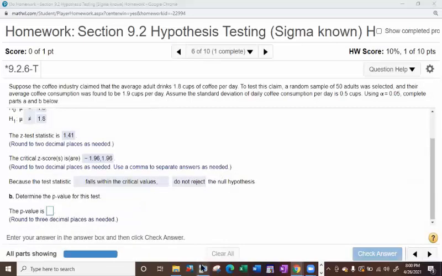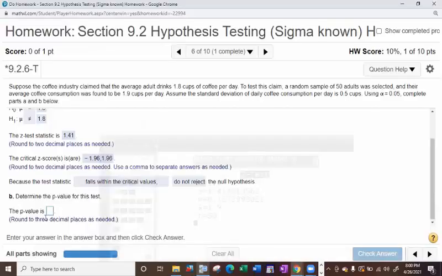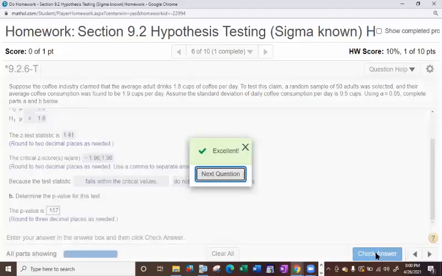P-value? Oh, how many decimals? 0.157. And that's clearly fail to reject because 0.157 is greater than the alpha. Look at us. We got this mastered now, don't we?